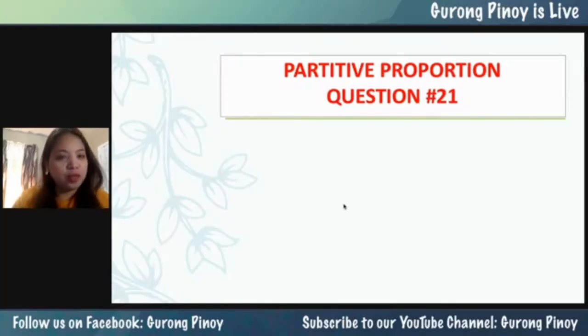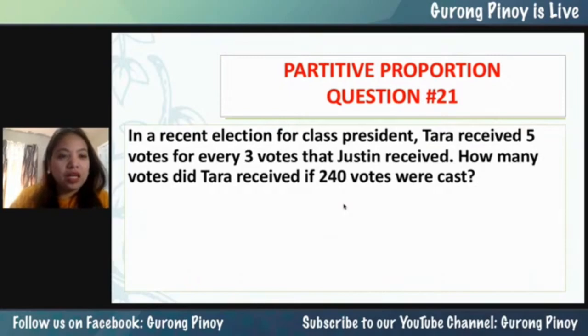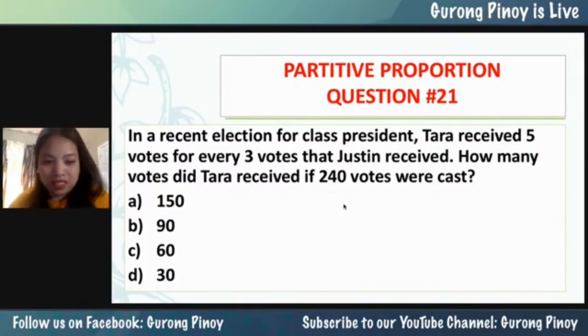Partitive proportion, question number 21. In a recent election for class president, Tara received 5 votes for every 3 votes that Justin received. How many votes did Tara receive if 240 votes were cast? We have the following choices: Letter A, 150. Letter B, 90. Letter C, 60. And letter D, 30.